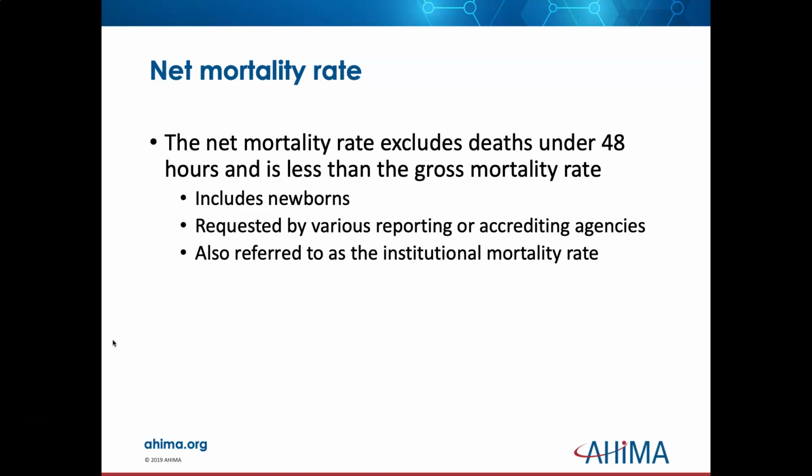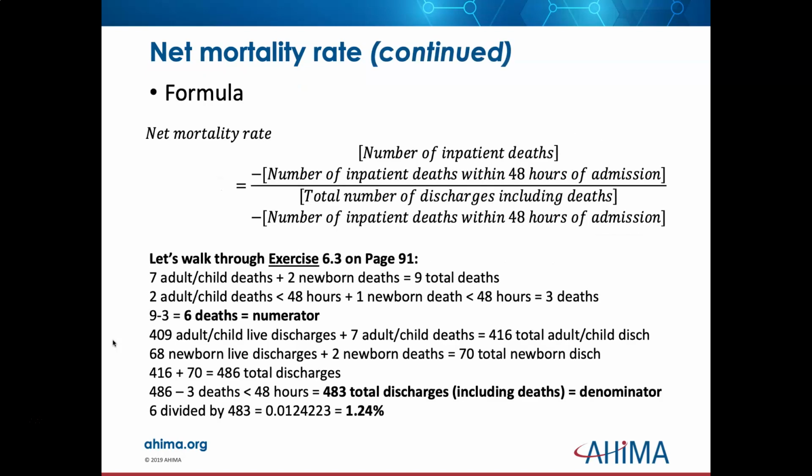It does include newborns. It is often requested by various reporting or accrediting agencies and is also known as the institutional mortality rate. And how do you calculate that? Well, here's the formula. Now, looking at exercise 6.3, this is an important difference. Exercise 6.3 on page 91.